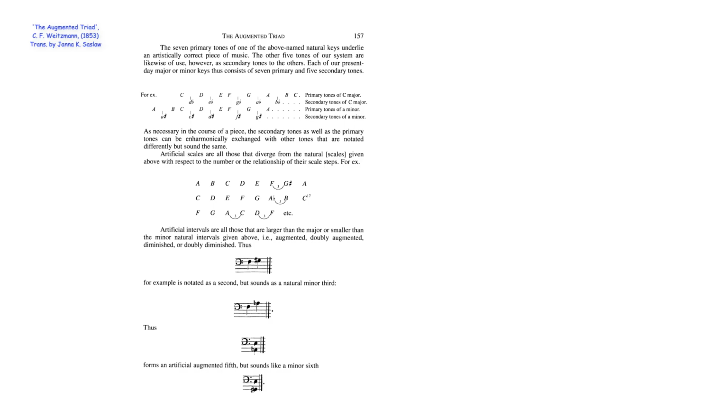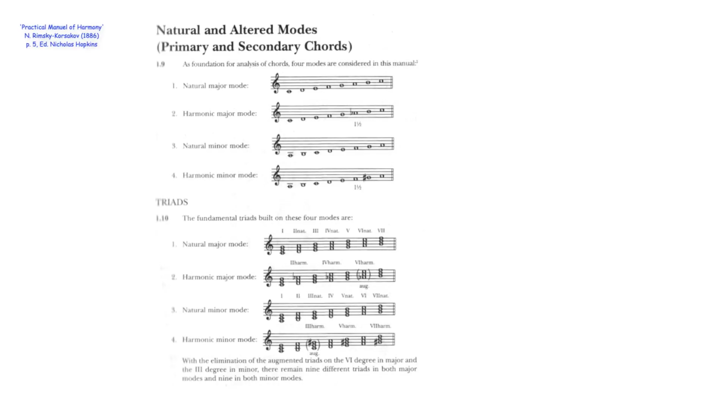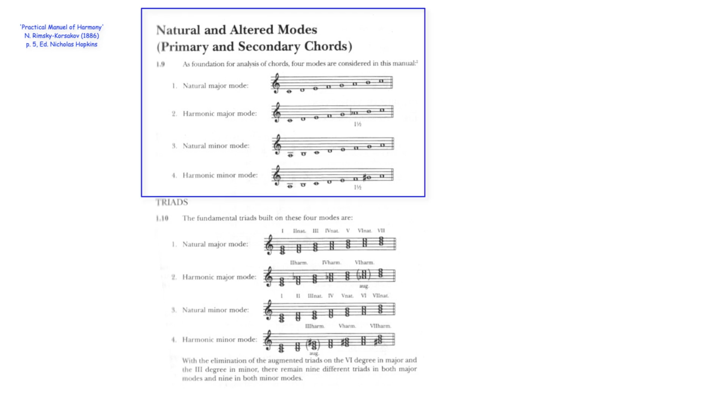Weitzmann, in his 1853 treatise on the augmented triad, labelled both the harmonic major and harmonic minor scales as well as the pentatonic scale as artificial, as they all use intervals other than major and minor seconds to connect their scale degrees. Rimsky-Korsakov also, in his harmony treatise, first published in 1886, introduces the harmonic major along with the harmonic minor, major, and natural minor scales in a section entitled Natural and Altered Modes.